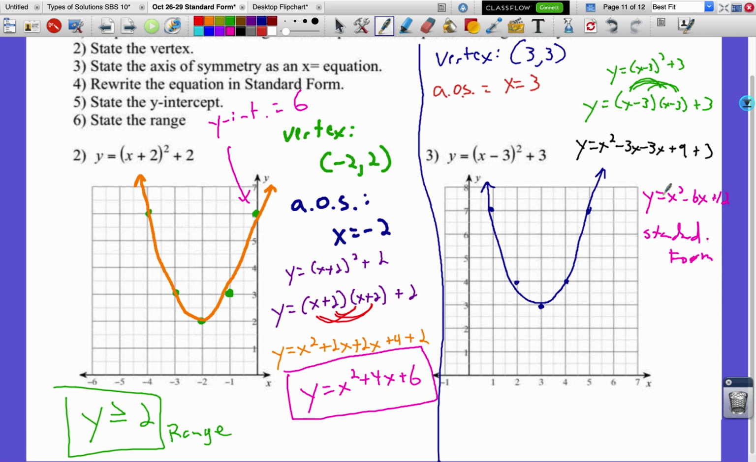From standard form, we can easily see what the y-intercept is. It is a 12, so the y-intercept equals 12. Make sure that looks like that could be right for this graph, and it does. And the range is that y must be greater than or equal to 3. The y values never go lower than 3 right there at this vertex, and then they start going back up. And I think we did everything for this one.